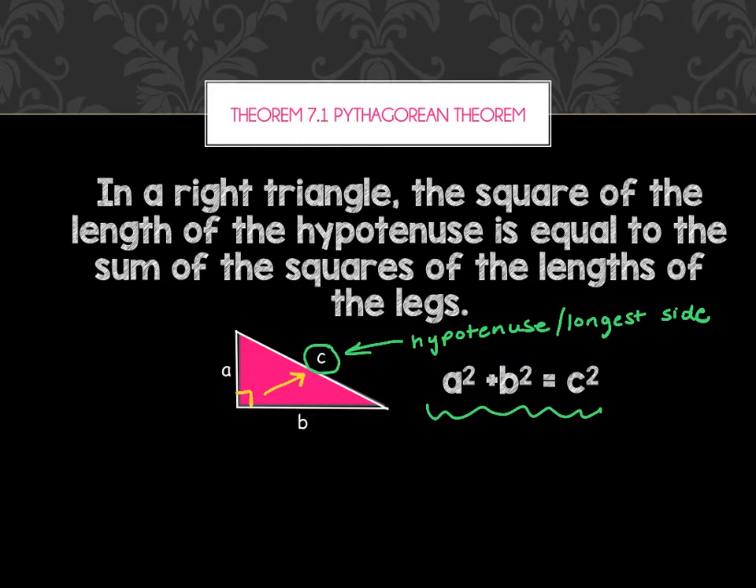A and B are interchangeable. So it doesn't matter which number you make A, which number you make B of the legs. But the C, again, has to be the longest side or the hypotenuse.